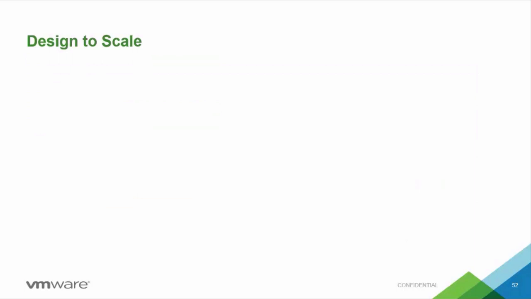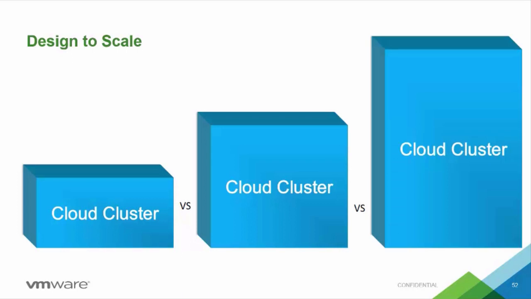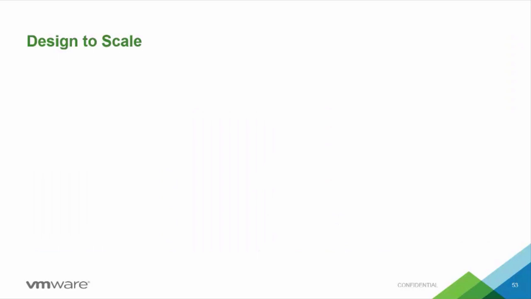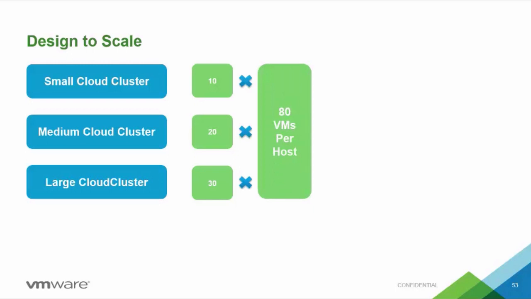Again, just for illustration purposes, let's think of this as small, medium and large cloud clusters. And just for tangibility and to allow the design example to sink in, let's put some figures to those. We'll say a small cloud cluster has 10 hosts, medium has 20 and a large has 30. Now, as we discussed earlier, vSAN has a maximum VMs per host value of 100, so we want to keep below that. Let's say, for example, we have 80 VMs per host.